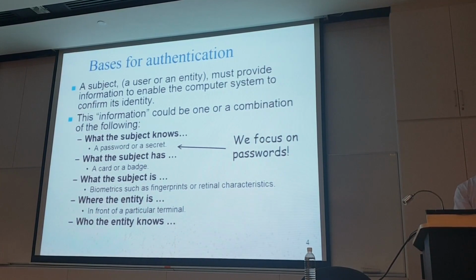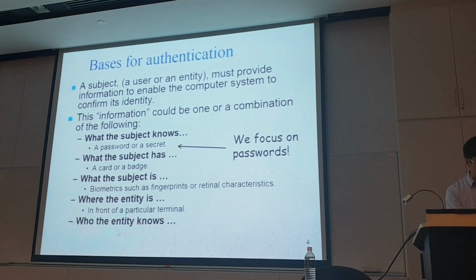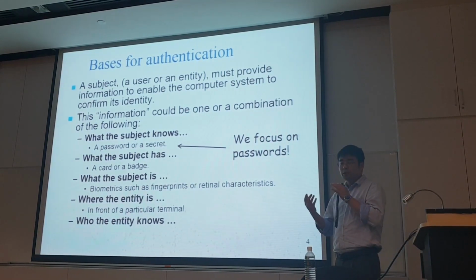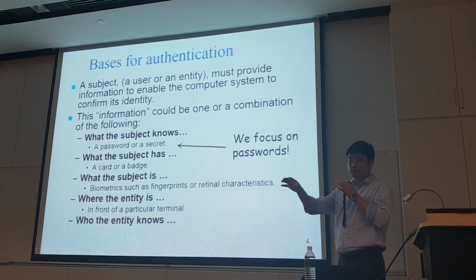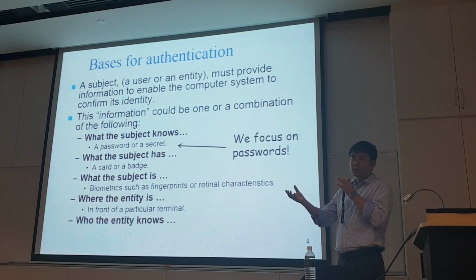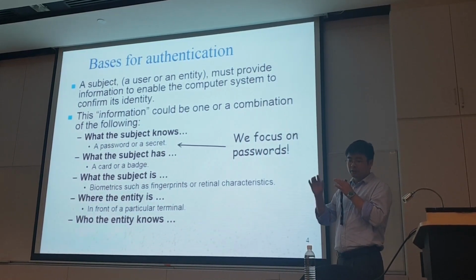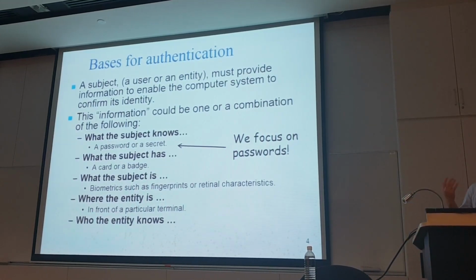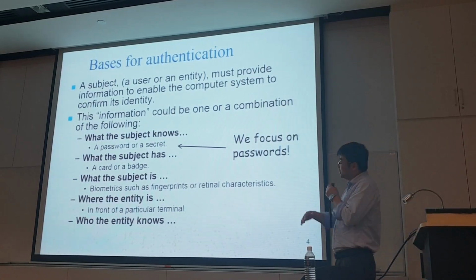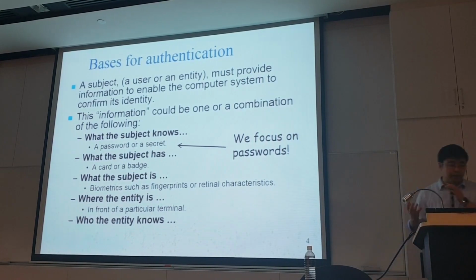So this is basically another type of authentication, and then who the entity knows. This is also used in social networks. For example, if you want to reset a password, sometimes the system will ask you to provide information about a few of your friends in your social network, and only when they all send a response, basically certifying this is the particular user, is the user allowed to retrieve or reset the password. So in this case, we use our social network as an authentication factor.